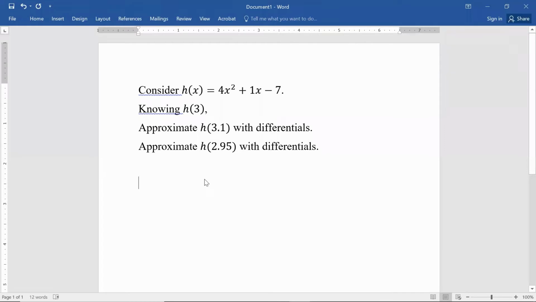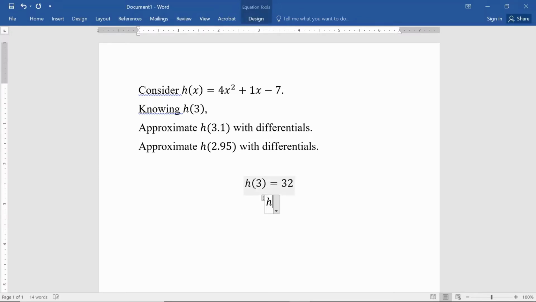On both of these approximations, I want to start at 3, because it says knowing h of 3. Let's compute h of 3. All we would do is take 4 times 3 squared plus 1 times 3 minus 7. I'm just plugging it into this original function right here. So h of 3 would be 32.